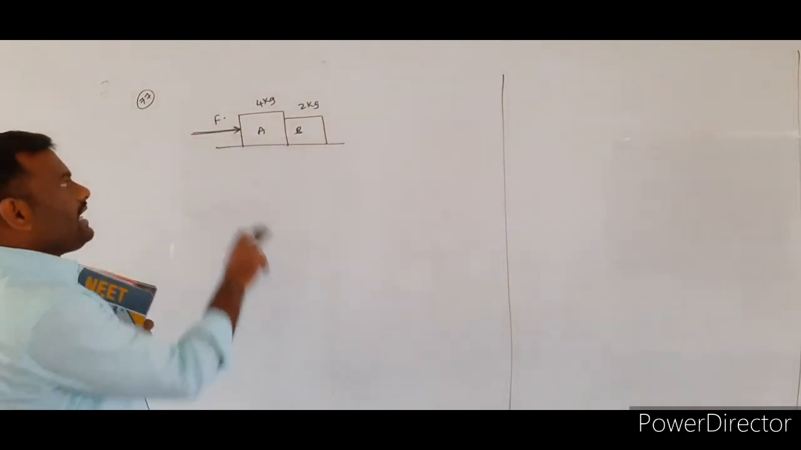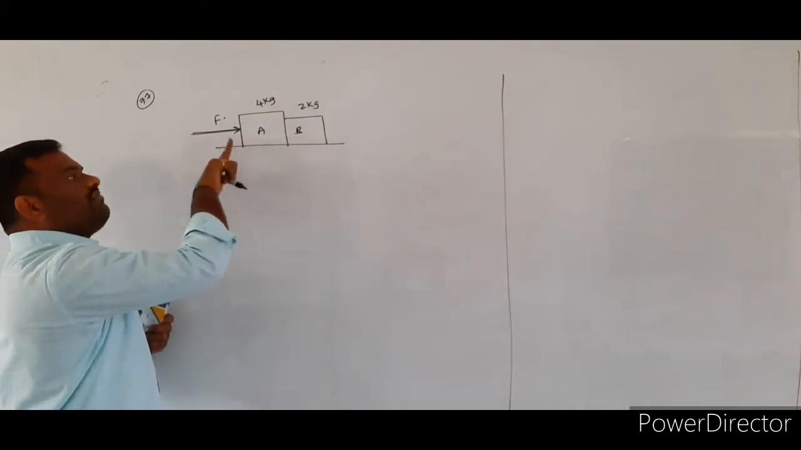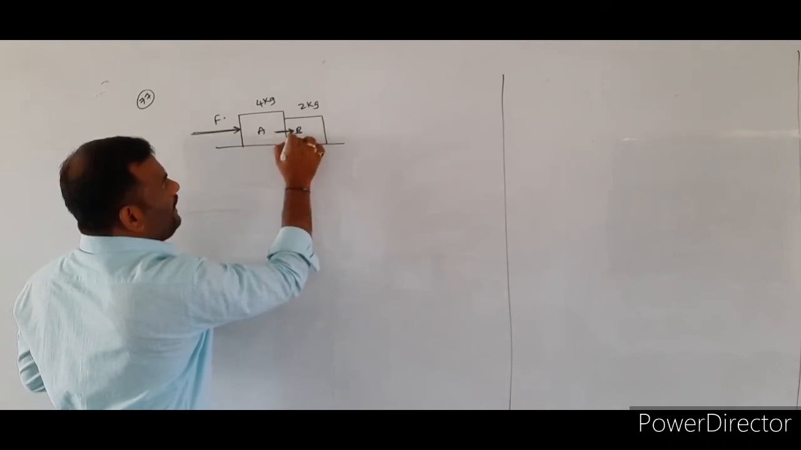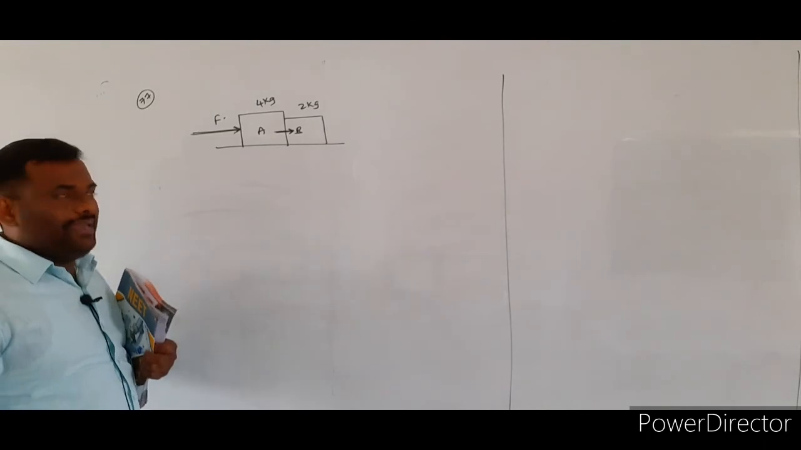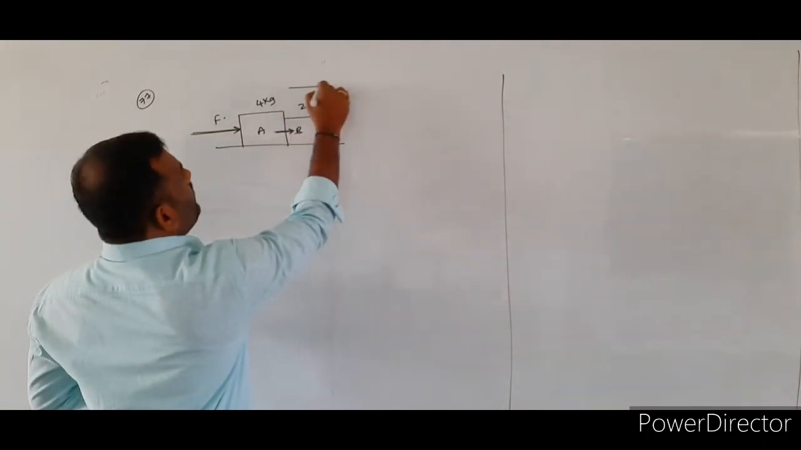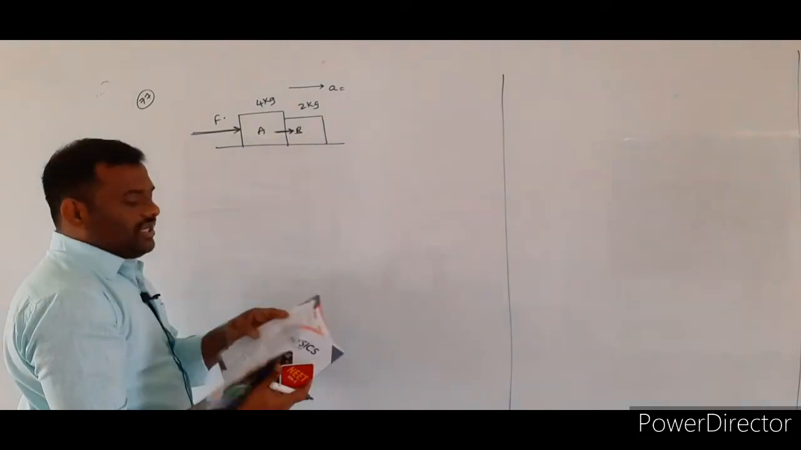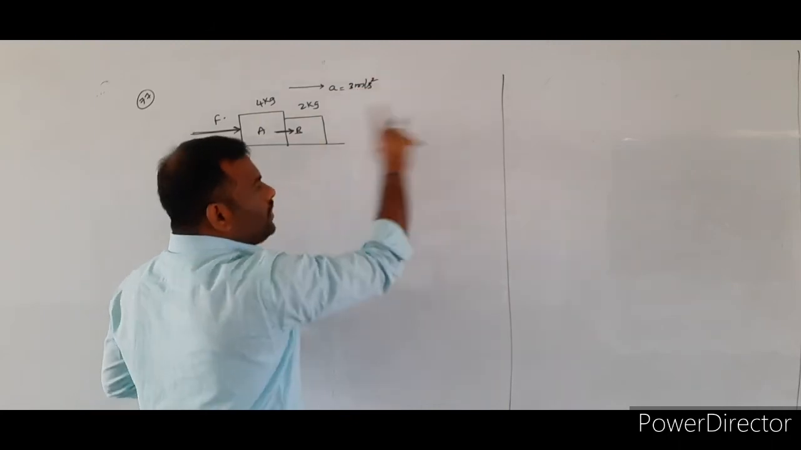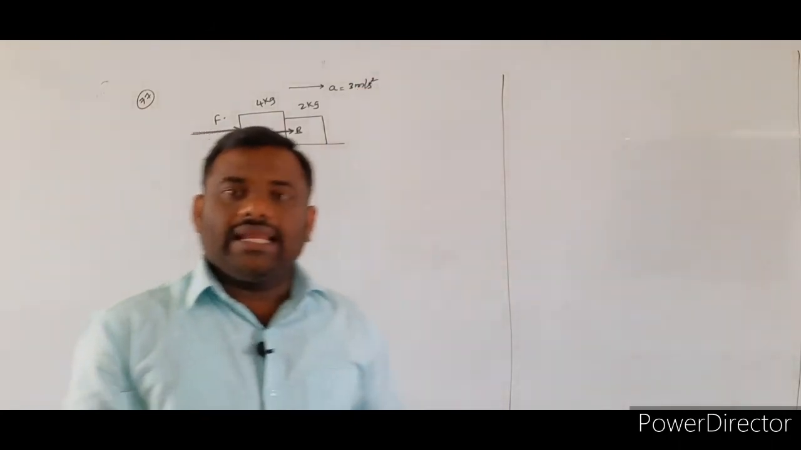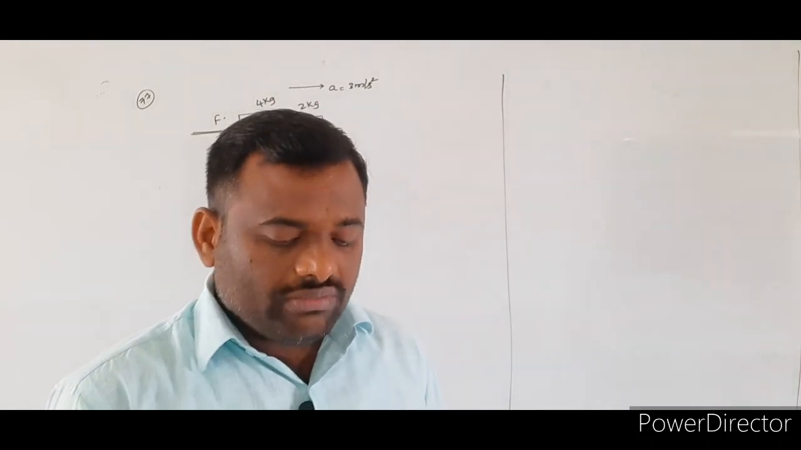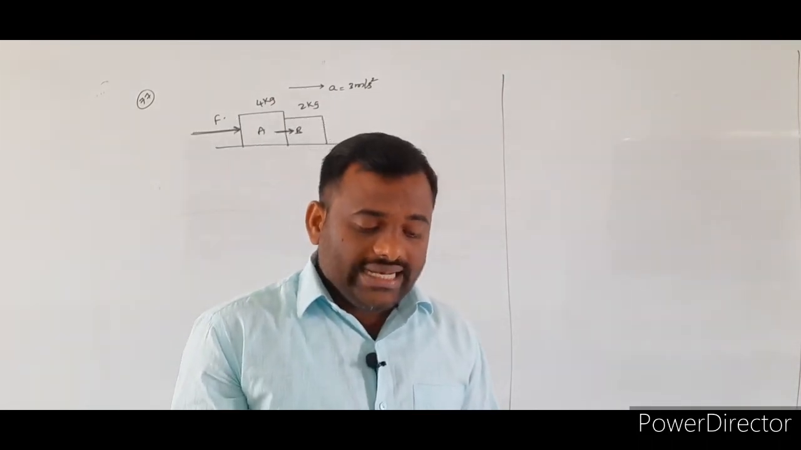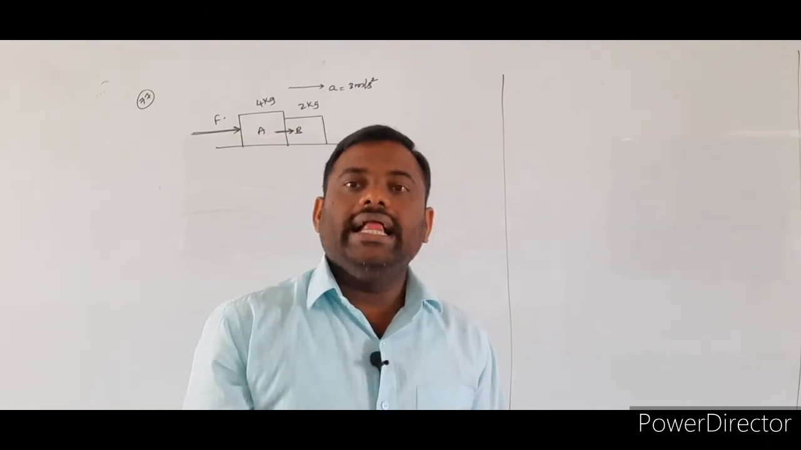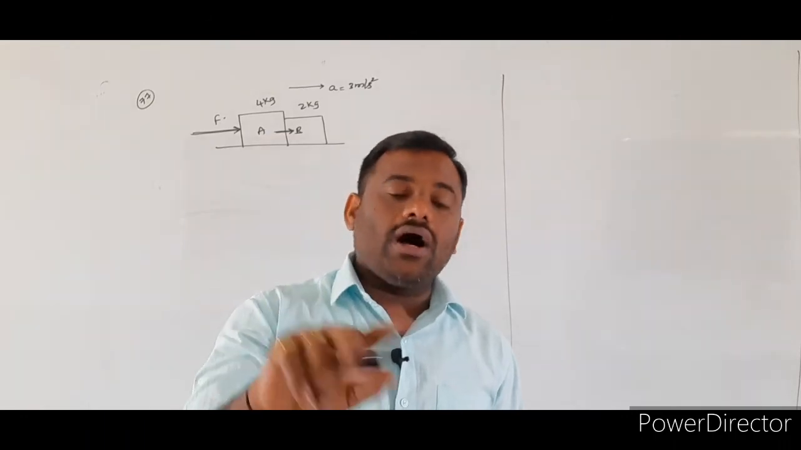This applied force of capital F pushes the block capital A, and this block capital A will again push the block capital B, and as a result the total system is traveling with an acceleration of 3 meter per second square towards the right side. There is no friction between the blocks and the surfaces. What is the net force B exerts on A?